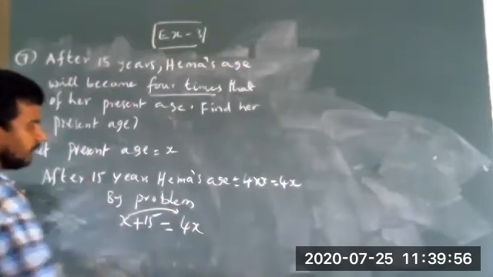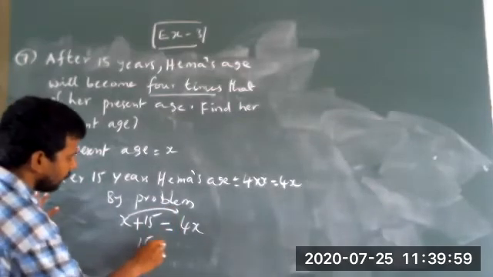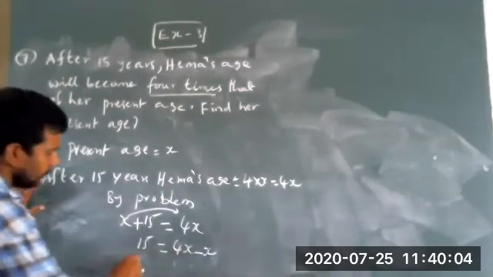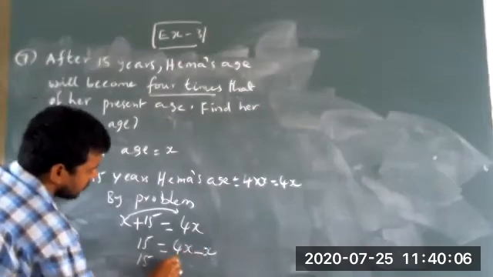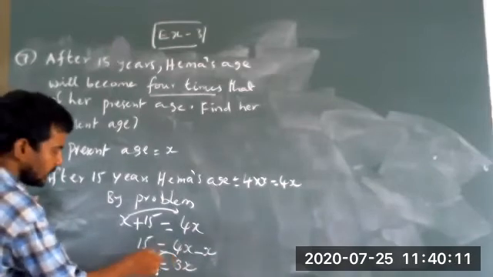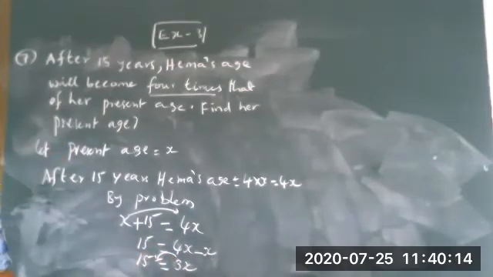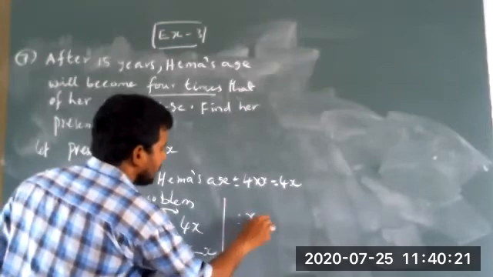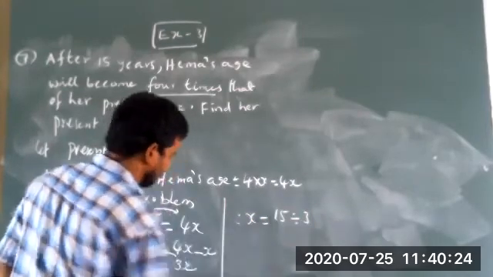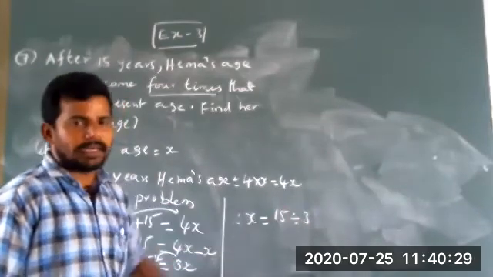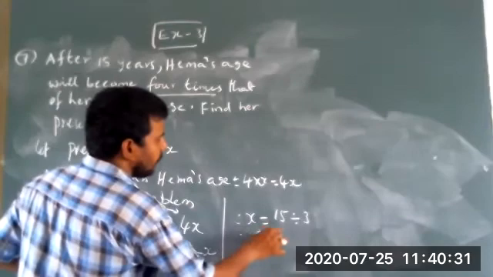This x is sent to the RHS side. Now it is 15 equal to 4x minus x. 4x minus x, how much? 3x. This 3 is sent to the LHS side. Why? Because 15 is the LHS part and 3x is the RHS part. So x equal to 15 divided by 3. This 3 becomes the division on the LHS side. Therefore, x equal to 15 divided by 3.